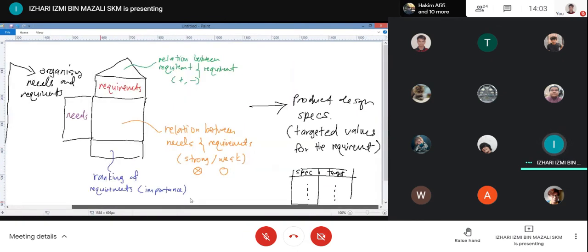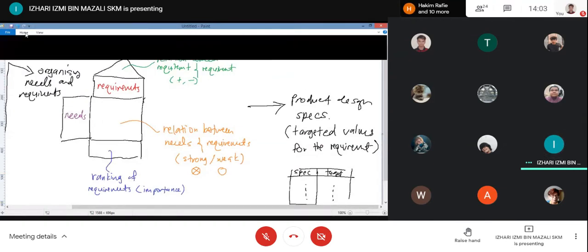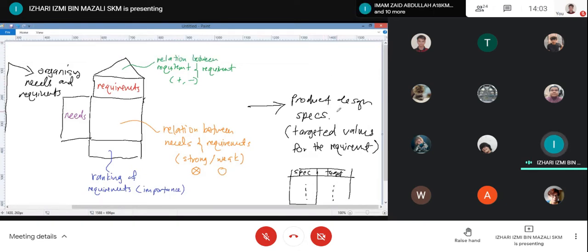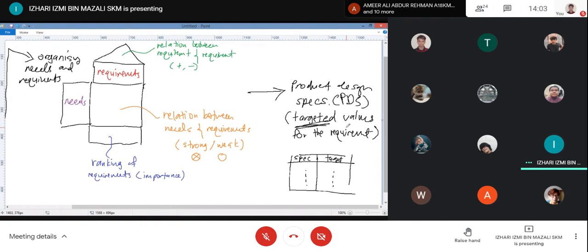So basically, design specification, or we can call it PDS, product design specification, should be our target. Meaning, now when we have our PDS, then we start doing a design so that we can achieve the targets set in our PDS here. Okay, how we produce the PDS based on our HOQ.